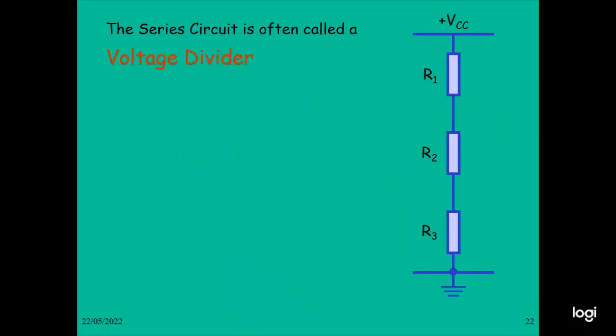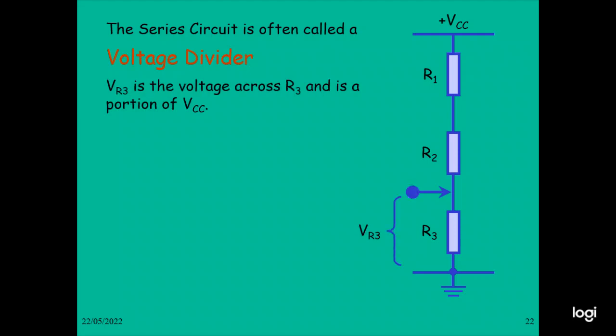This circuit is often called the voltage divider circuit. Supply voltage VCC is connected. So R1, R2, R3 are connected in series. So the voltage across R3 is VR3. VR3 is the voltage across R3 and it's the portion of the VCC.